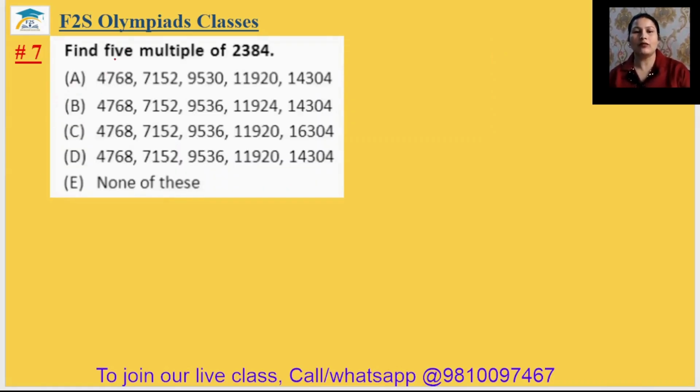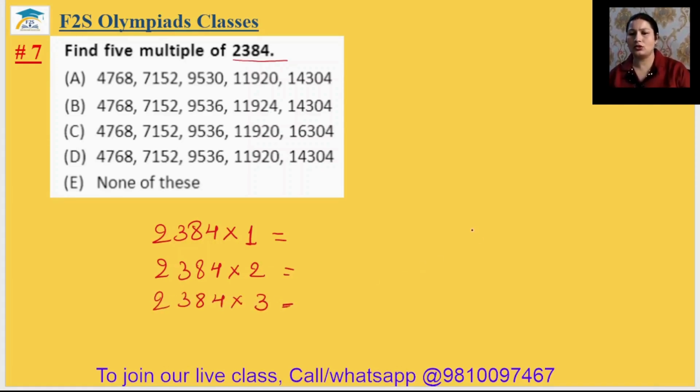Question number 7. Find 5 multiples of 2, 3, 8, 4. So how can we find 5 multiples? We multiply 2, 3, 8, 4 by 1, by 2, by 3, by 4, and by 5. So you can see these are the first 5 multiples of 2, 3, 8, 4.